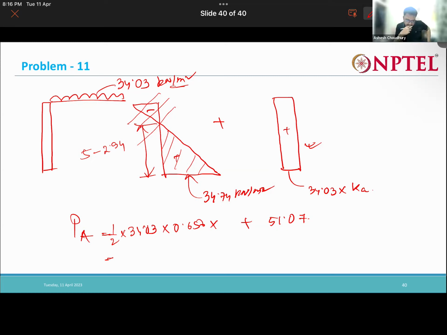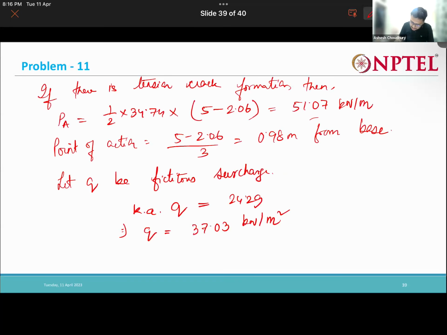Okay, bottom will be added. Okay. See, let us see now what will be my PA equation. Let me write my. So before, what was the PA?